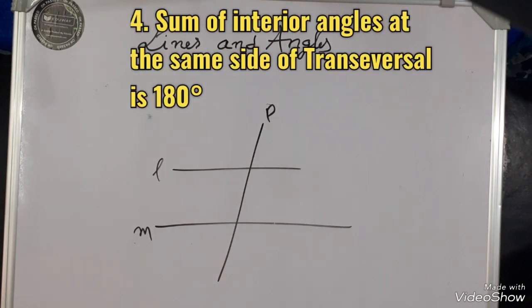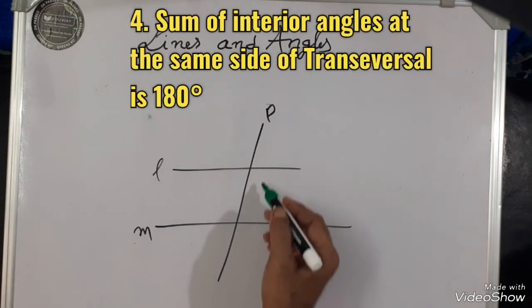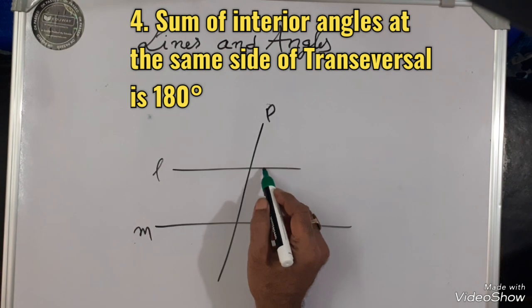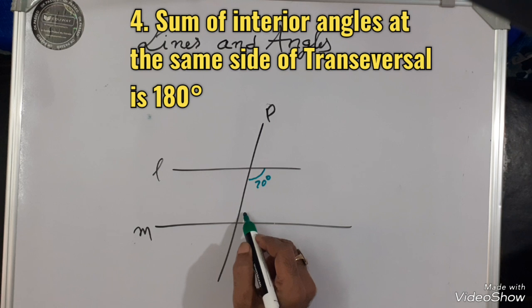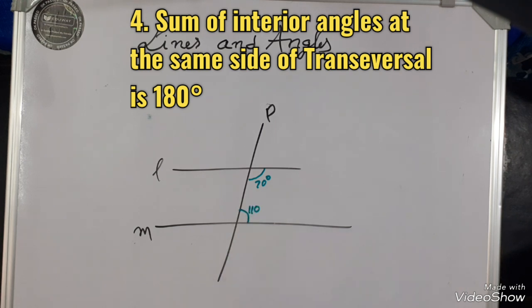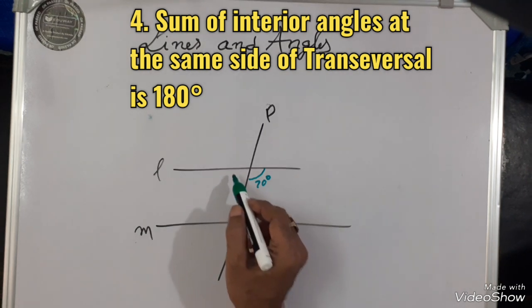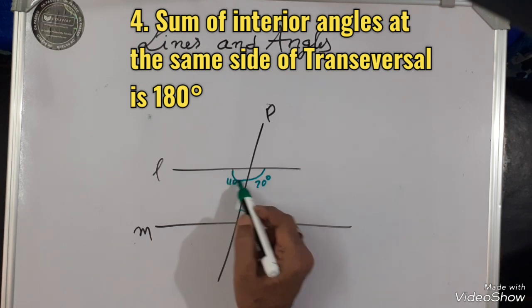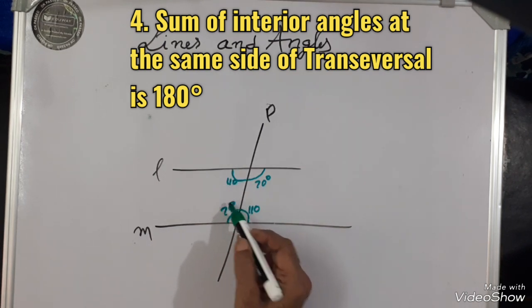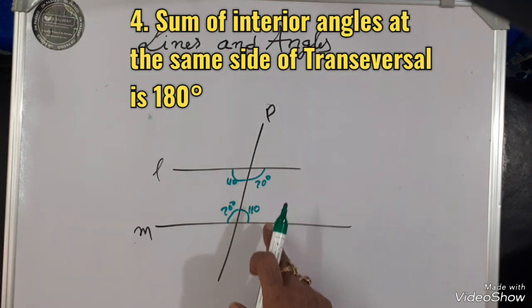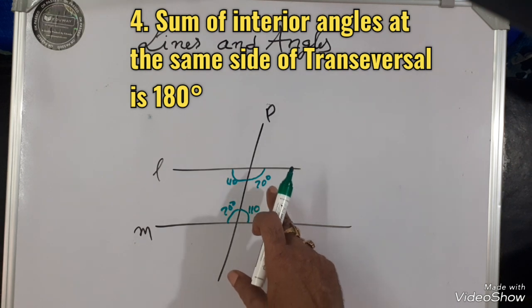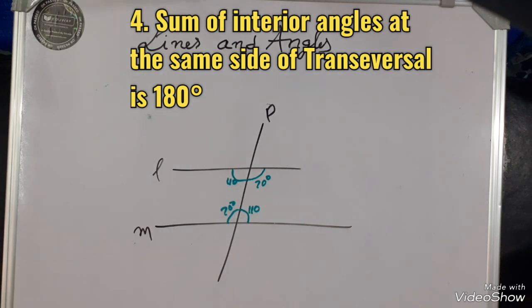So when two lines are parallel, the sum of interior angles on the same side of the transversal is 180. It means suppose this is 70, this should be 110. And if this is 110, this should be 70. So when these two lines are parallel, the sum of two interior angles on the same side of the transversal is always supplementary. It means it is 180. Is it clear?